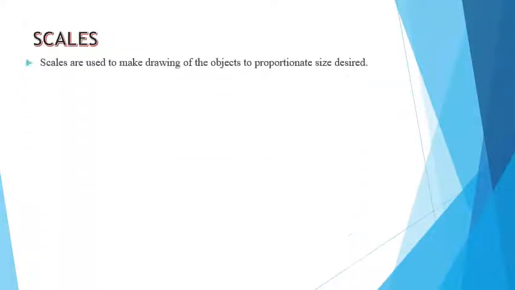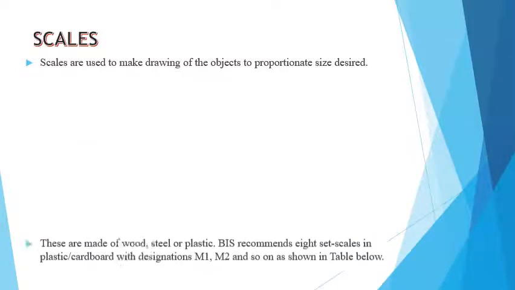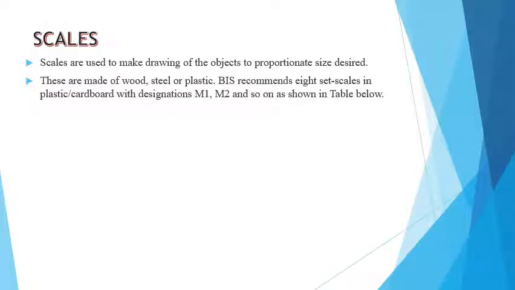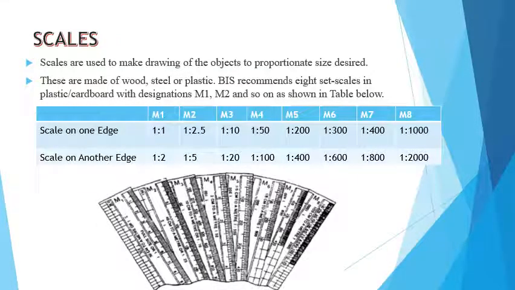Scales. Scales are used to make drawings of objects to the proportionate size desired. These are made of wood, steel or plastic. The Bureau of Indian Standards recommends 8 sets of scales with the designation M1, M2, M3 and so on. Each one of them has a scale on both edges, as shown in the table below. For example, the designated scale M1 has a scale of 1:1 on one edge and 1:2 on the other edge.